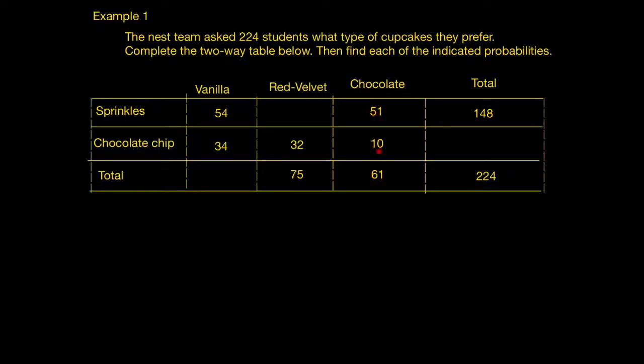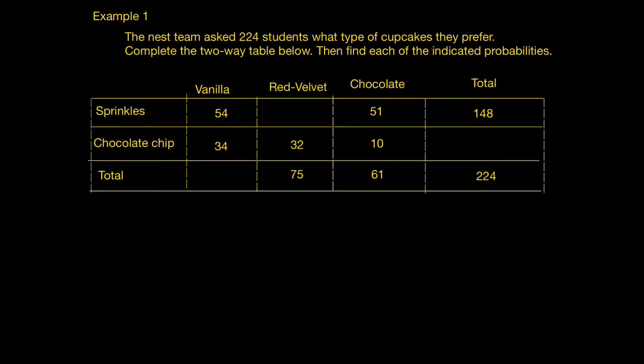So 51 plus 10 is 61. And then here, to fill in this gap, we would have to add these three numbers together. So let's just do it, and you'll get the hang of it once I begin doing these problems. This one's the easiest one because we just have to add these three. So 34 plus 32 plus 10 gives me a total of 76.